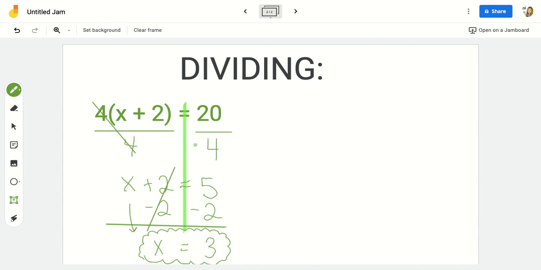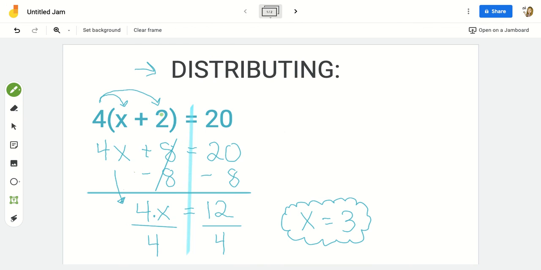So when you divide, if you end up with a fraction or decimal on the right side, then I would stop what I'm doing and go back and solve using the distributive property. The distributive property will always work, but you have some bigger numbers to deal with.